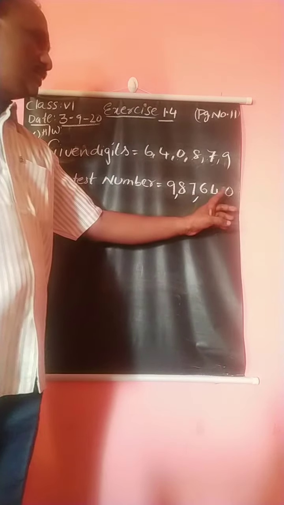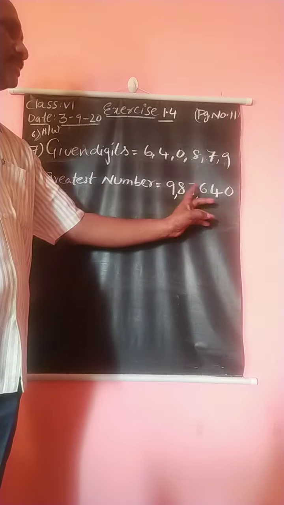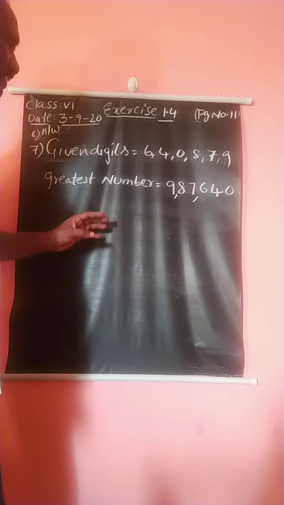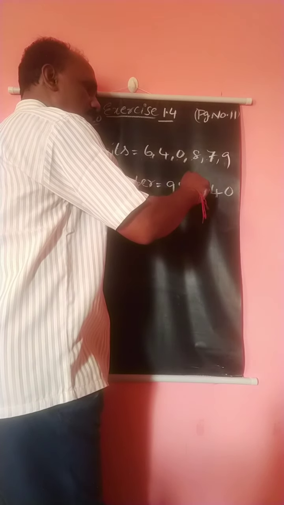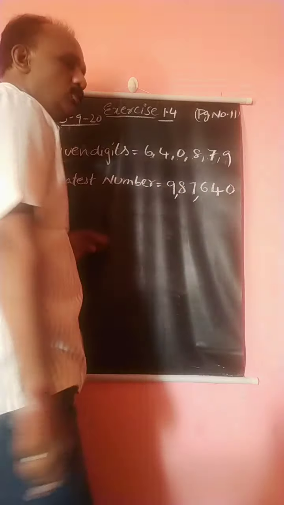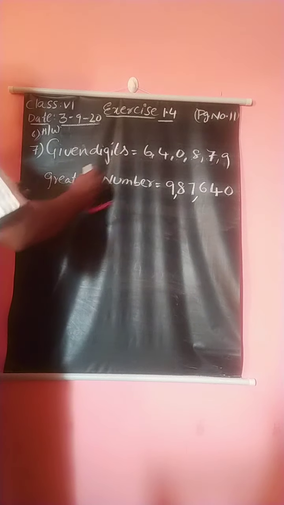9,87,640. Units, tens, hundreds, thousands, ten thousands, lakh. 9,87,640. Greatest number means you can write starting with the greater number, after that the smaller ones. That means descending order digits you have to write down. Then what is the smallest number?